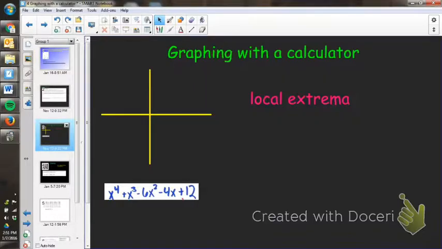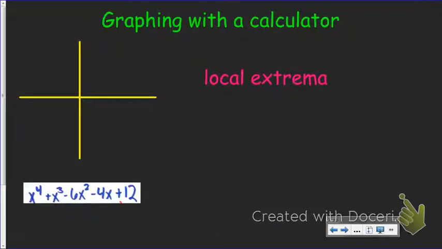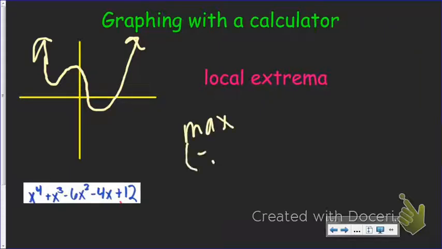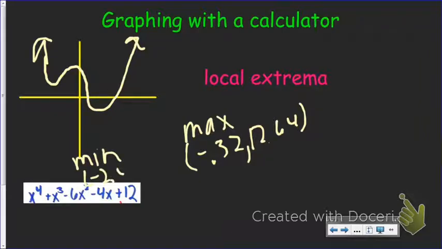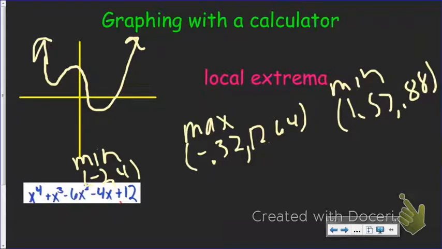Alright, so what I'm going to do now is write those points up here, and I'm going to draw a little sketch of that graph. So that graph looks something like this. I know it's not a very good picture of it, but that's alright. So those turning points, or local mins and maxes: I had a maximum at -0.32, 12.64. I had a min at -2, 4, and I had another min at 1.57, 0.88.